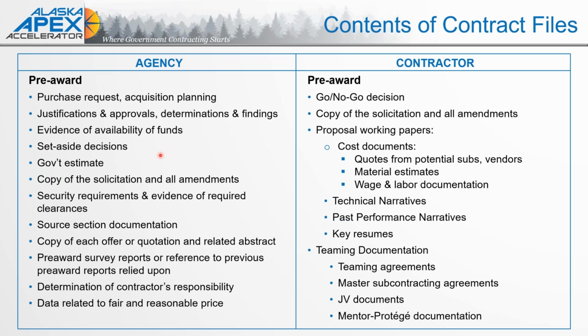So the type of content, the type of documents that we need, goes from the agency to the contractor. On the agency side, they start with the purchase request, which starts the acquisition planning cycle. For the contractor, it's the go, no go decision.